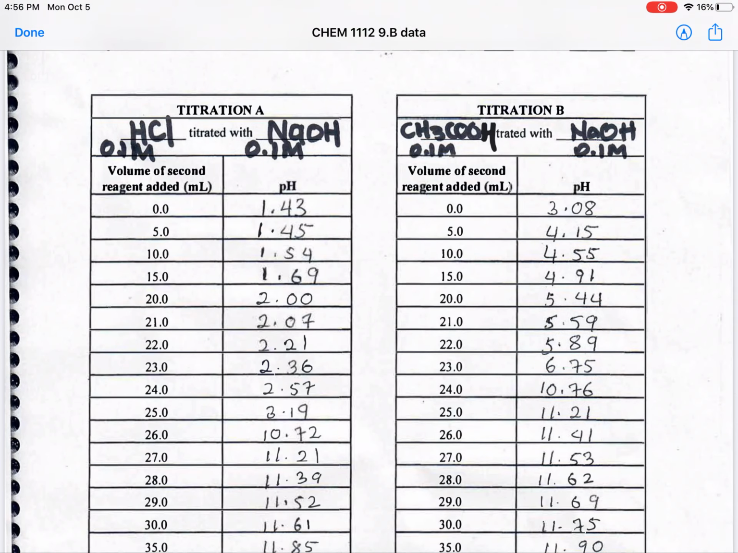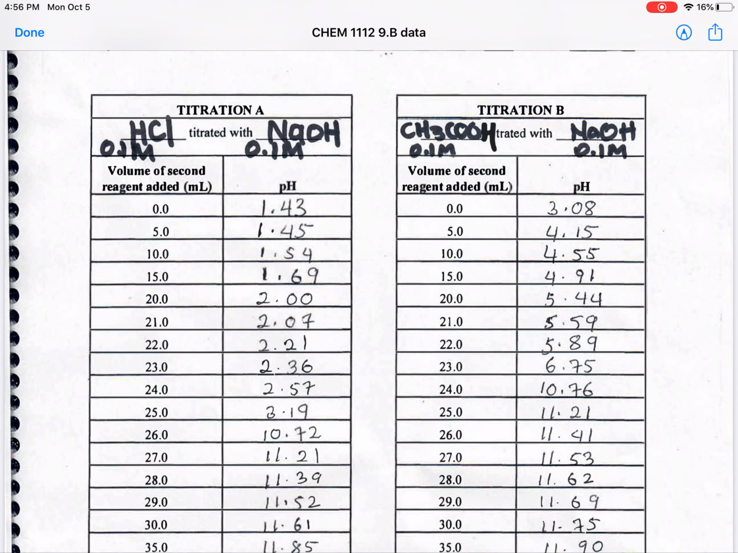Hello everyone, here we are ready to do our experiment 9B post-lab calculations. So this is a titration with a pH meter. You have already come across titration, you have done titrations in Chem 1 and you remember that we put an indicator to find the end point. But the difference here is we're not going to be using an indicator.